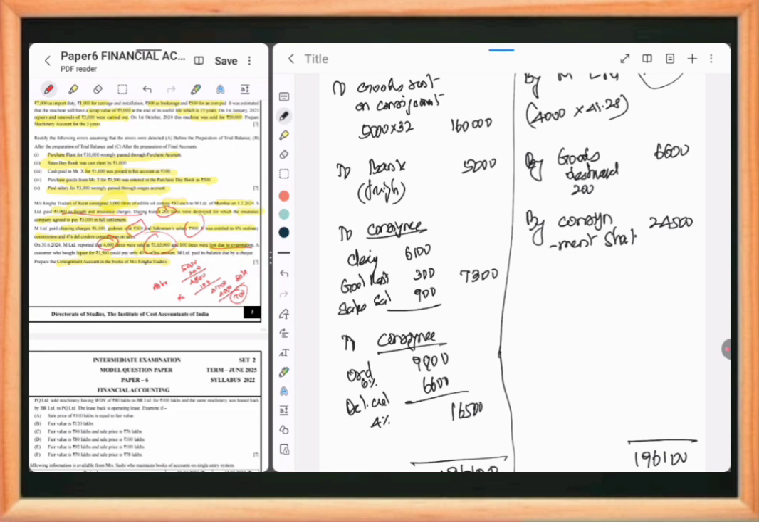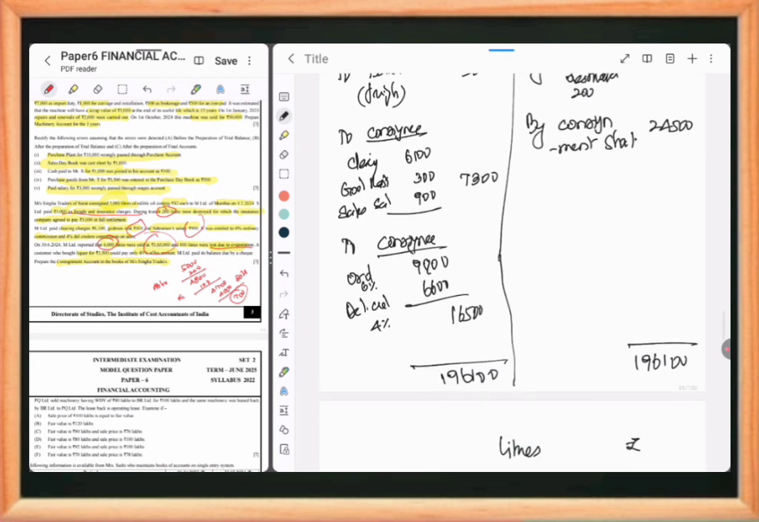If it is del credere commission, the bad debts will be undertaken by the consignee. So we have to ignore that amount while preparing the consignment account. So 16,500. What will be the answer? 7,500 rupees will be the profit on consignment. So transfer it to the P&L account, that is profit on consignment.